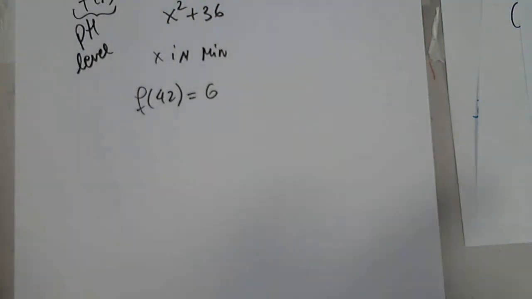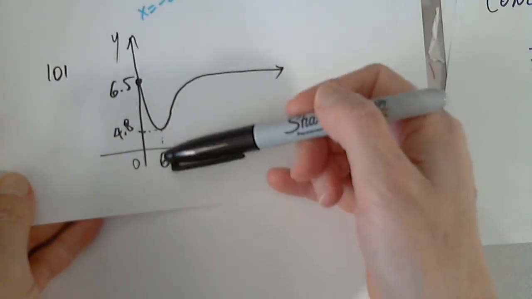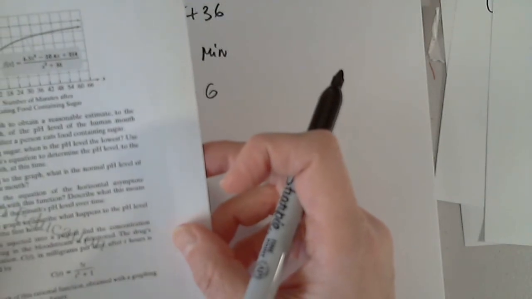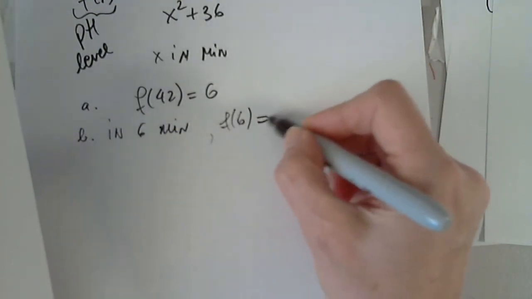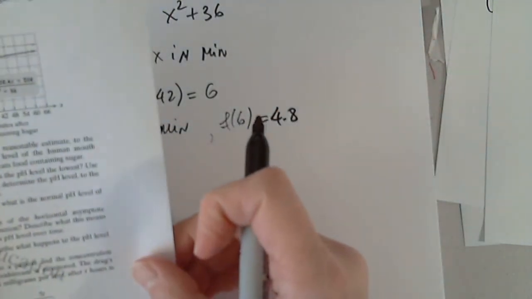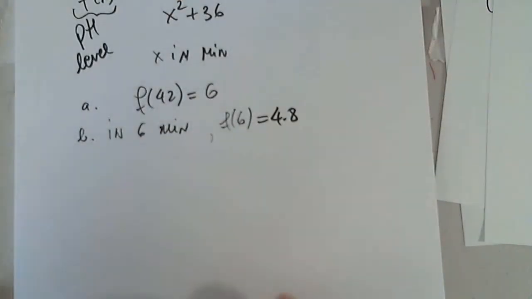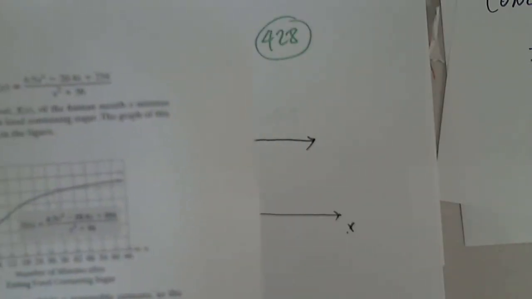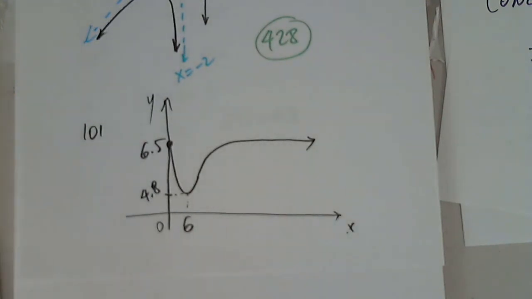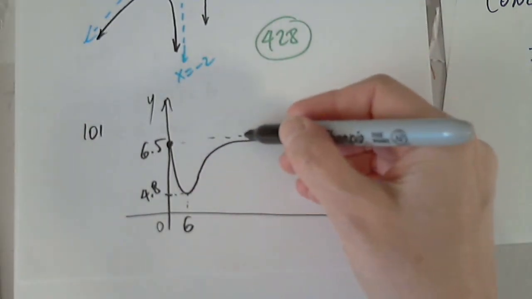Part B. After eating sugar, when is the pH level the lowest? We already know it. I put it in here. So the lowest is in 6 minutes. We already said that F of 6 appears to be 4.8. According to the graph, what is the normal pH level of the human mouth? What would you say the normal pH level would be looking at this graph? 6.5, yes. It's obviously where I see what's happening, right?